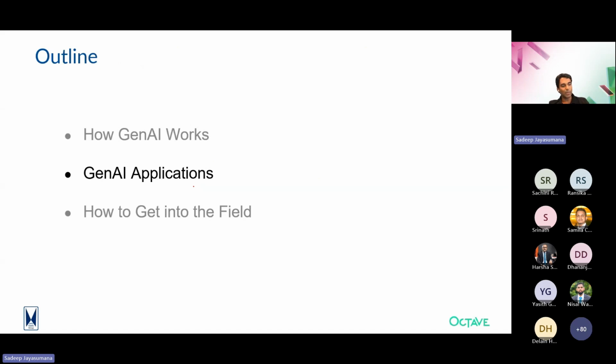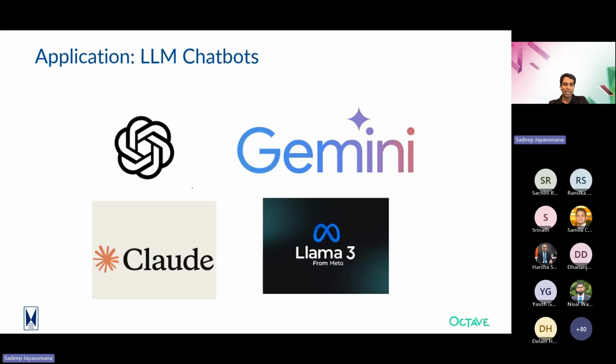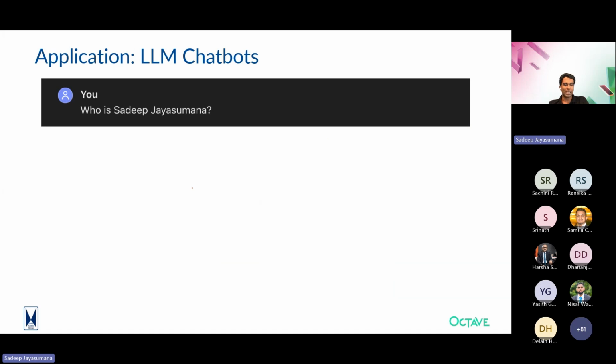Now let me talk a bit about applications of GenAI. So one application is LLM chatbots, as you have all used. But sometimes these chatbots can go wrong. You have to be aware of that too. For example, this is something I asked ChatGPT when it was initially released. Being the egoistic person I am, the first question I asked ChatGPT was, "Who's Sadeep Jayasumana?" I wanted to see whether it knows me.